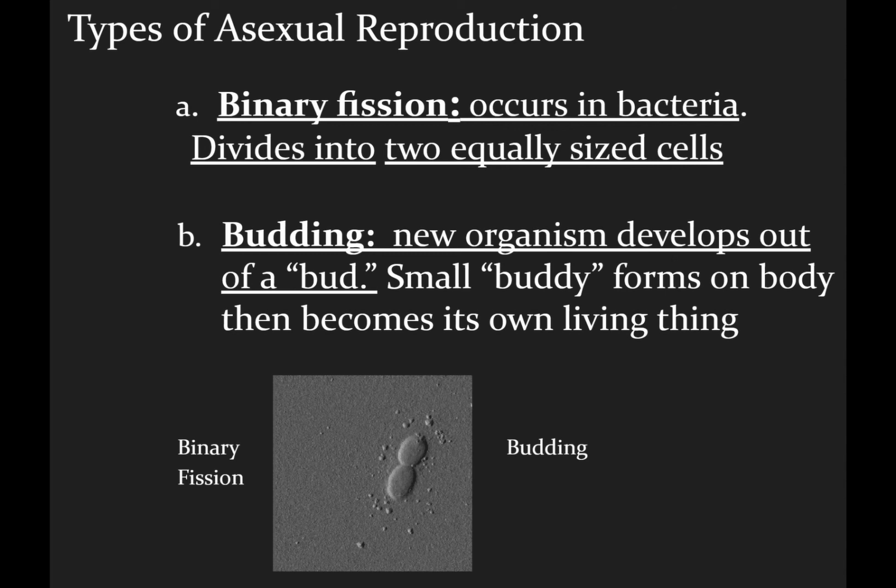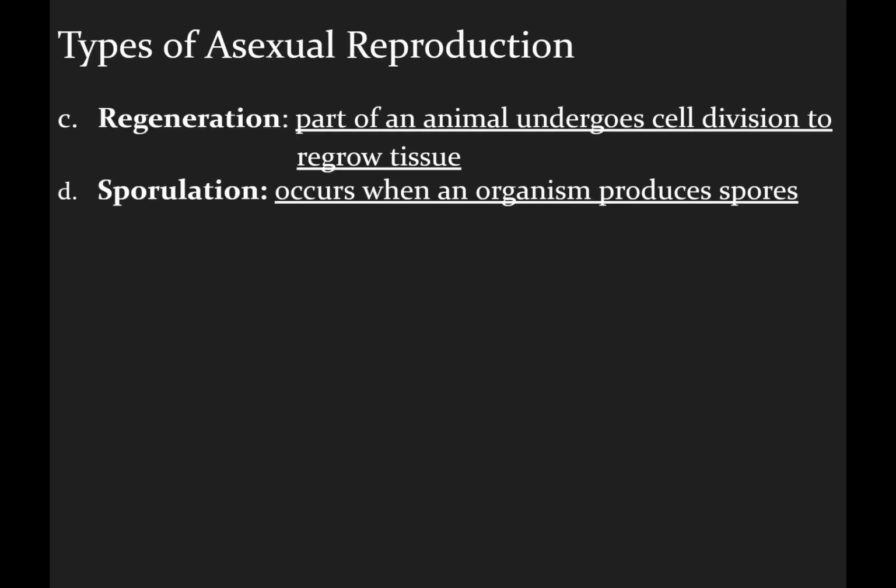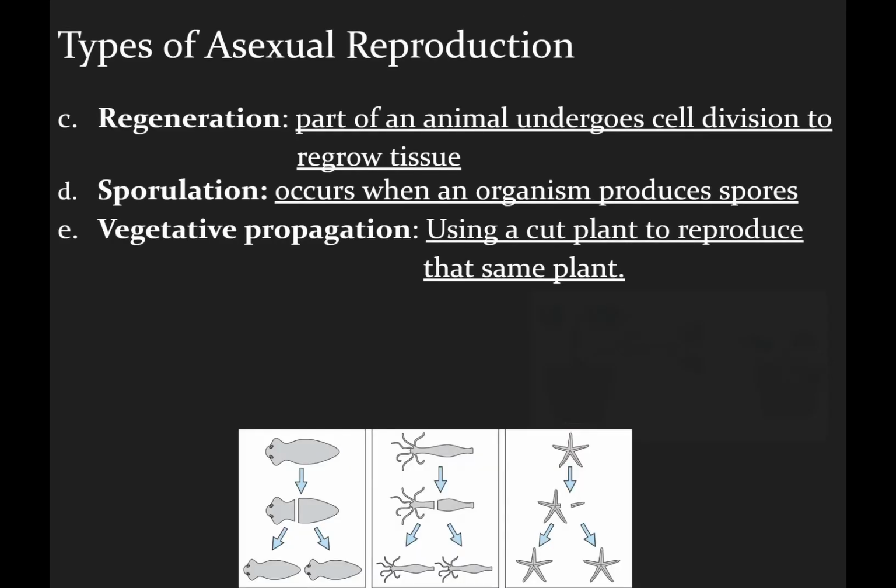Budding, on the other hand, is when you have a little buddy growing out, right? Like the episode of SpongeBob when SpongeBob made more little SpongeBobs in his body. Think about it as a small buddy growing out of your body. And again, this is going to be a clone of itself. Next, you have regeneration, sporulation, and vegetative propagation.